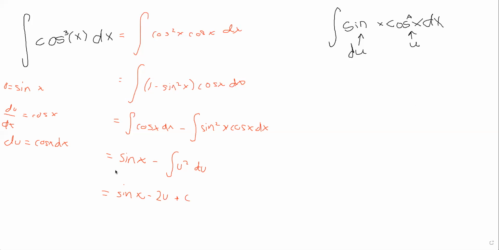So real quick, how do we evaluate the antiderivative of, let's pretend, just x squared? How would we evaluate that antiderivative? You add one to the exponent and then divide the whole thing by that result. Perfect.